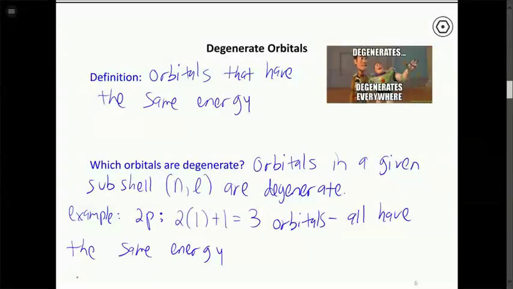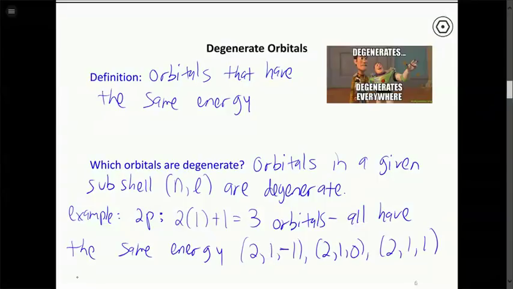So these 3 orbitals are going to have the quantum numbers 2, 1, minus 1, 2, 1, 0, and 2, 1, 1. And all 3 of those orbitals are going to have the exact same energy because the energy is only determined by the first 2 quantum numbers, n and l. So all the 2p orbitals have the same energy. If you go to higher subshells like 3d, there are 5 orbitals there, and all 5 will have the same energy as each other. So within subshells, the orbitals are all degenerate with each other.